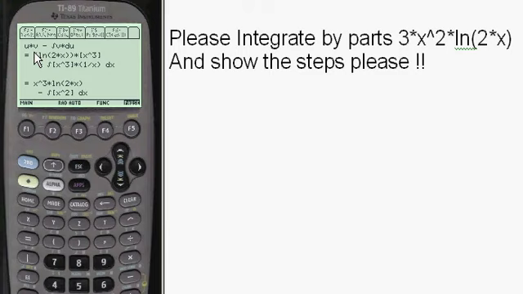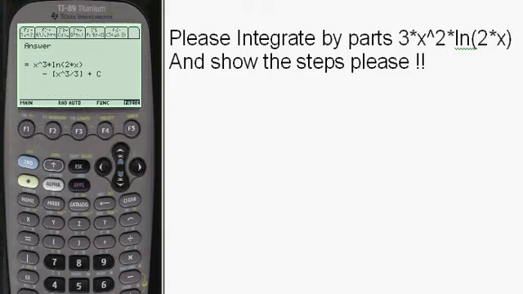Now we use the formula u times v minus the integral of v times du, and we put in the parts. Here's the u part, here's the v part, here's the du part, okay? And then we multiply it out if we can, simplify it, and we get x cubed times log of 2x minus the integral of x squared. Notice the x divides into x cubed, gets x squared.